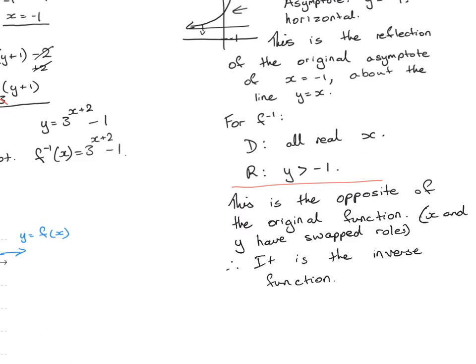Another way to write that is that, say the domain is all real x, you can just say this equals the range of f, and this equals the domain of f. So therefore, it's the inverse function. That's another way to write it. So basically, to verify that our function was the inverse, we showed that the asymptote got reflected about the line y equals x, and that the domain and range just switched.